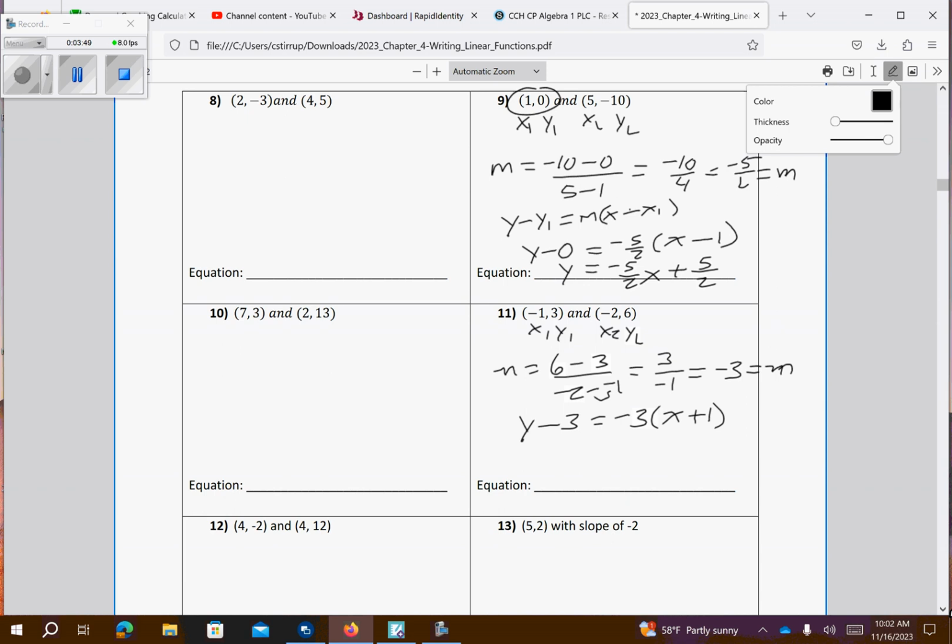Distribute the 3 over the parentheses. So negative 3 times x, negative 3x. Negative 3 times 1 is negative 3. Add 3 to both sides. And there's my equation.